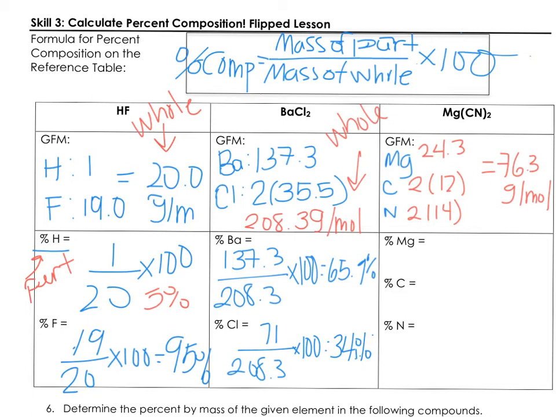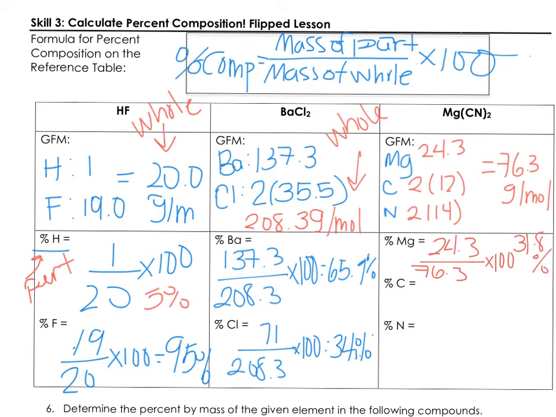So for our magnesium, we're going to take the part, which would be the 24.3, and we're going to divide it by the whole, which is going to be our 76.3, and times it by 100, and we will get 31.8%.